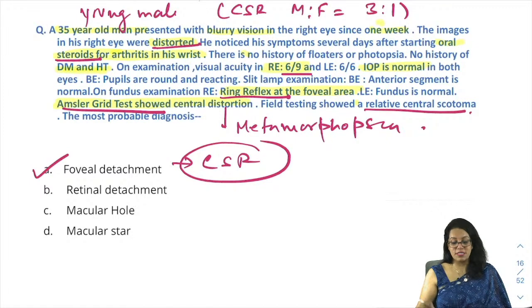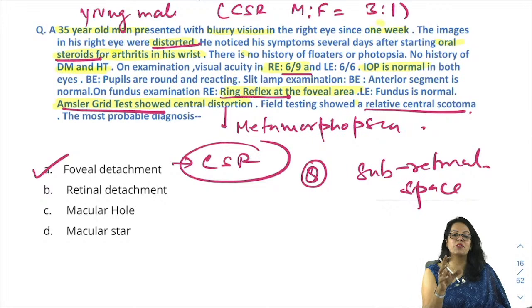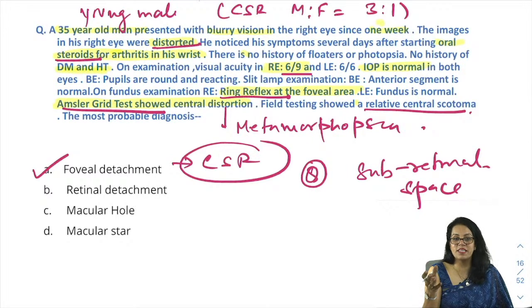Okay, what are the other questions in central serous? Where is the fluid accumulation? I hope you all know this. We are talking about the subretinal space. If you're not clear with subretinal, I would request you to watch my previous sessions, please. Everything in detail about the retinal anatomy has been explained. You will know what is the subretinal space.